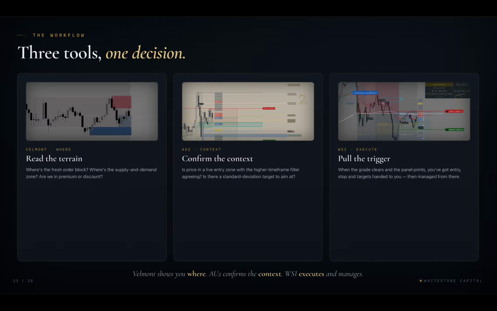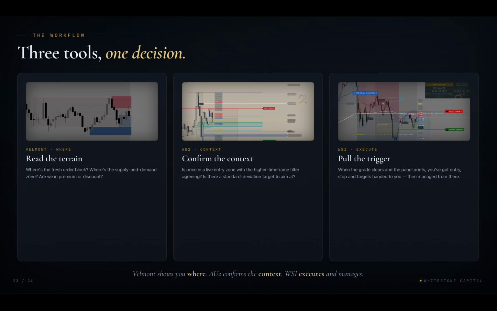2. Check AU2. Is price in the live entry zone, and are the higher time frame filters agreeing with each other? Has the standard deviation target to aim at been drawn up? Is it ready? 3. Let WSI pull the trigger. When the grade clears and the panel prints, you've got an entry, stop, and targets handed to you. And the tool manages it from there.